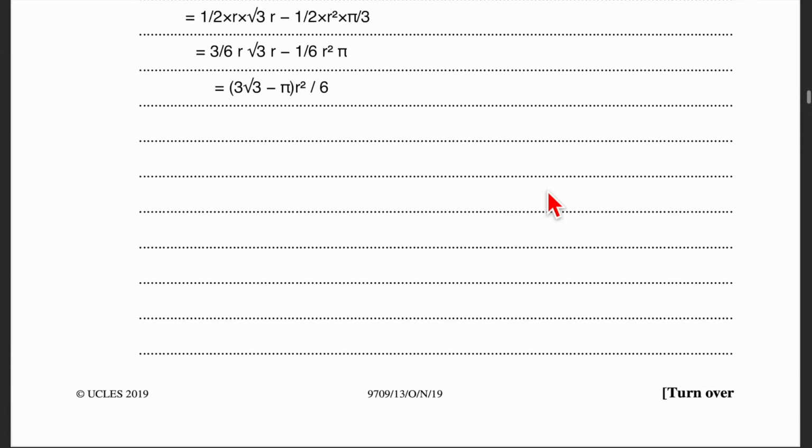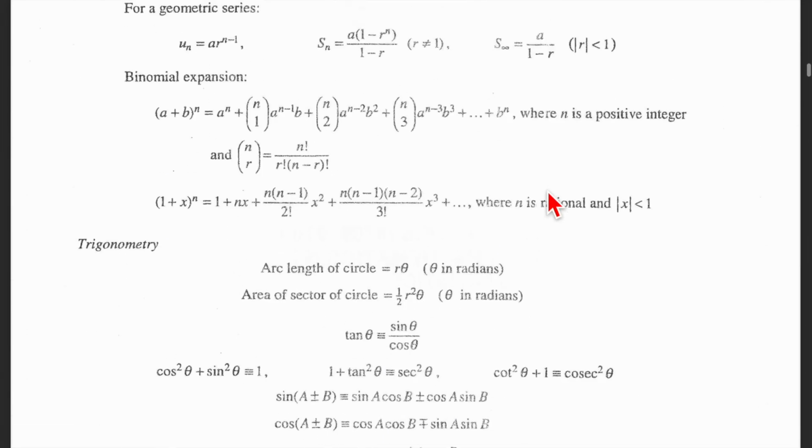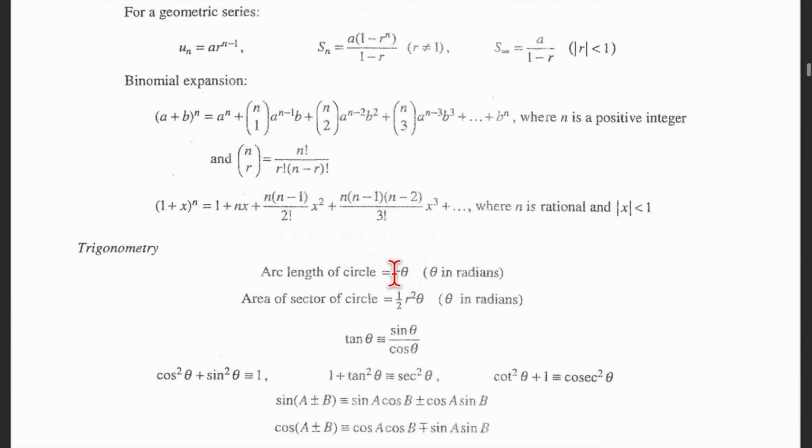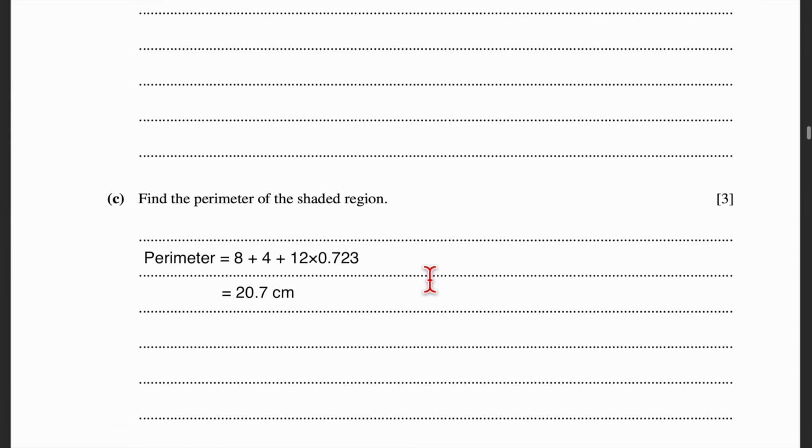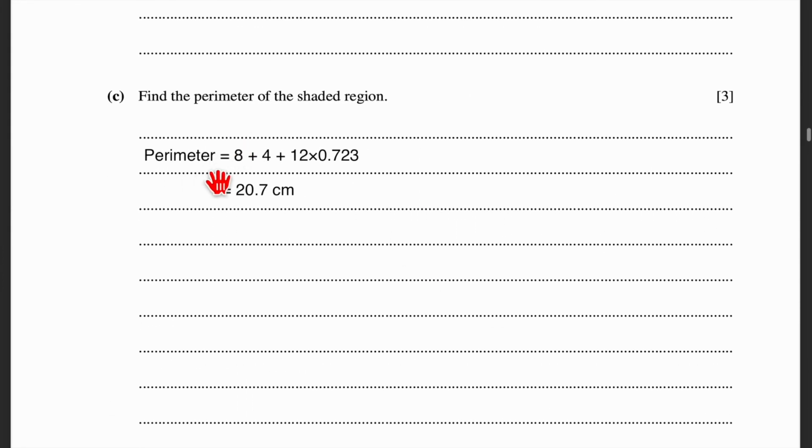And that was given to us way back over here, where it says that the arc length of a circle is given by the radius times the angle. So the perimeter was, part of it was 8, the little part was 4, which we worked out, and then the radius times the angle will give us the length of the arc. And if you add all that together, you get 20.7 centimeters for 3 marks.